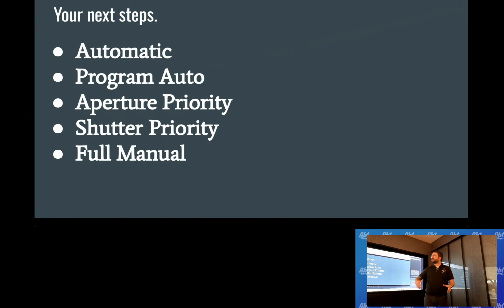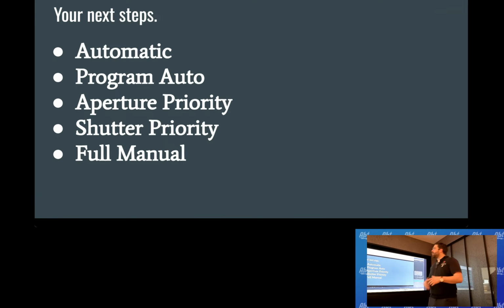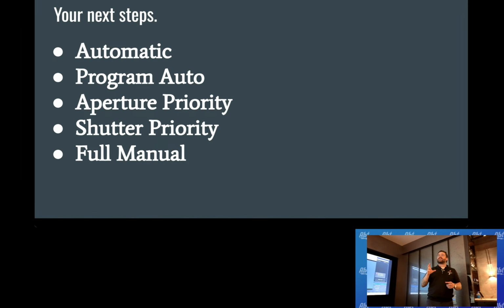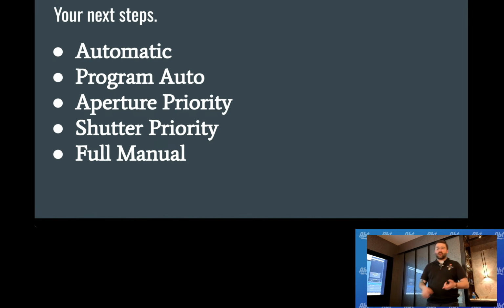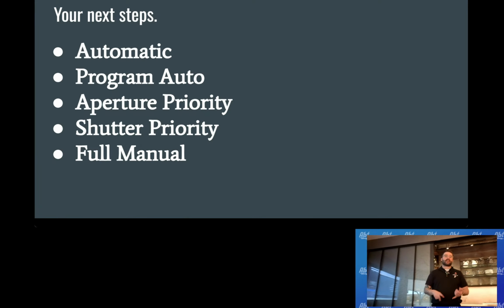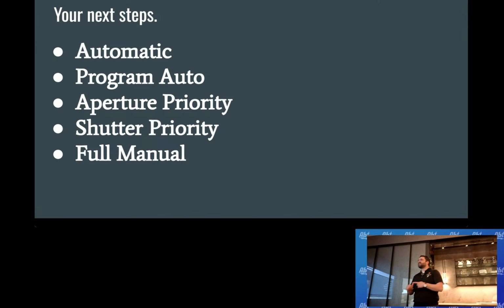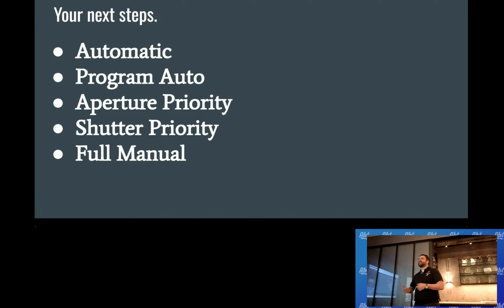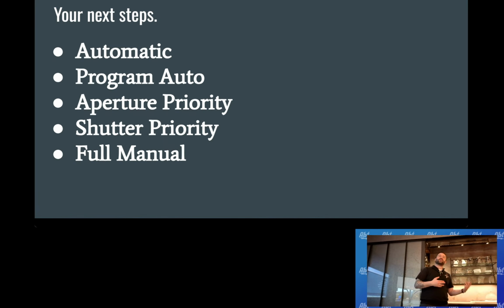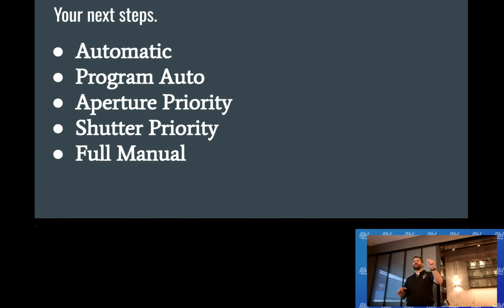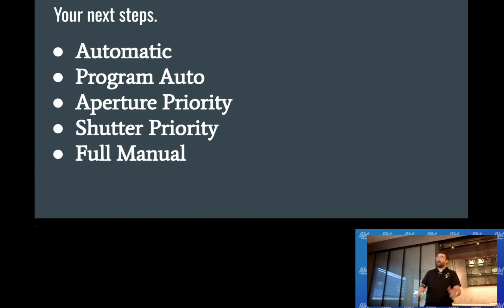Program auto is my second one, so the P on your camera. Program auto is everything automatic is, except now there are some features and controls you can change: white balance, light metering mode, focus parameters, exposure compensation, the burst speed of your photo, the timer of your photo. These are now things that you can update and change in Program Auto. They give you some manual controls, but again, the camera is still going to do the main function, which is aperture and shutter.